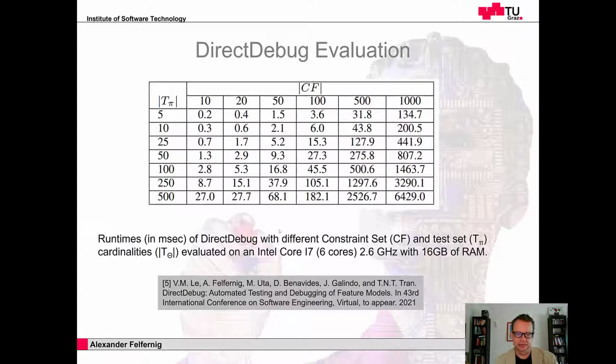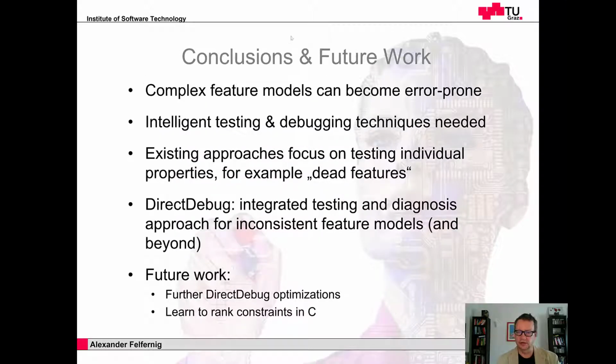For reasons of time limitations, I will not discuss the evaluation here, and basically refer to the discussions in the ICSE paper. So to summarize our work, feature models, especially complex feature models, can become error-prone. What we need in such scenarios are intelligent testing and debugging techniques that really pinpoint the faulty constraints in the knowledge base. Existing approaches do not support such a pinpointing.